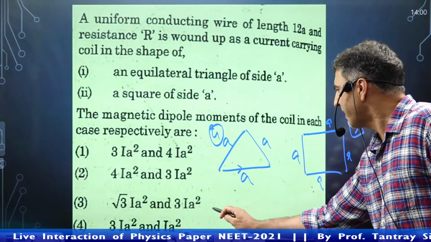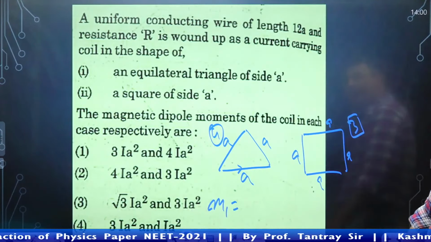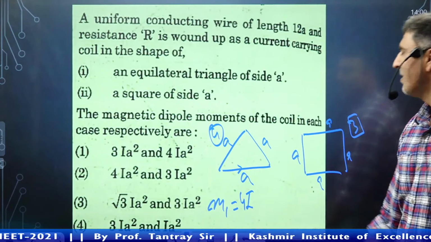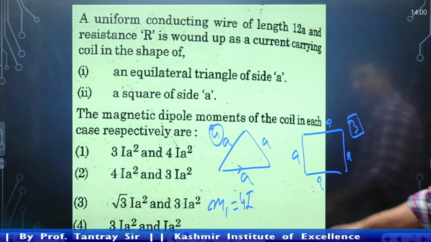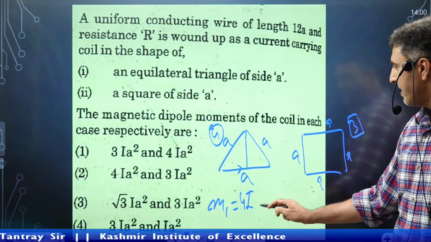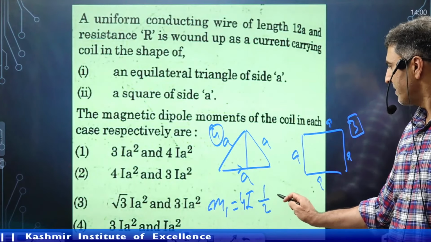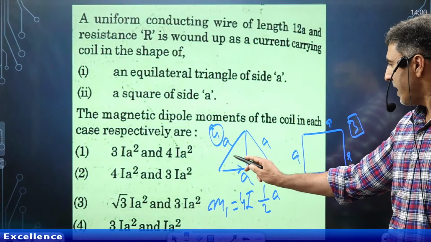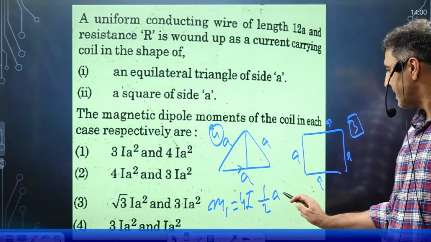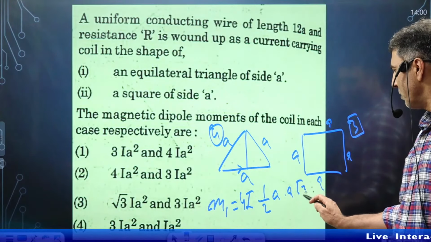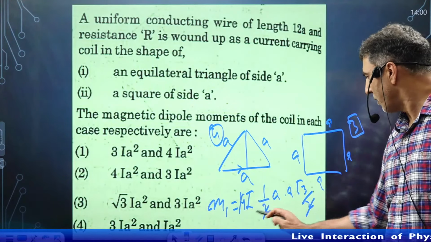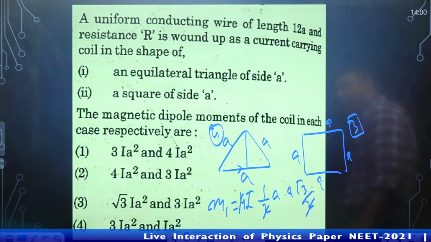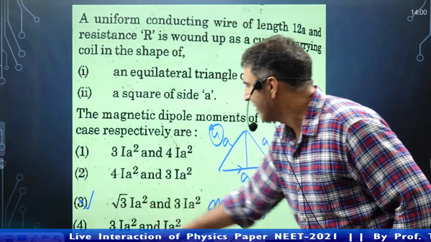So what is the magnetic moment here? M1. Magnetic moment is current into area, 4 times, where 4 is the number of turns. I is the current. So what's the area? Area is 1 by 2, base is A, height is A sin 60, that is A root 3 by 2. 2 cancels with 4. You get I A square root 3. This is the only choice.